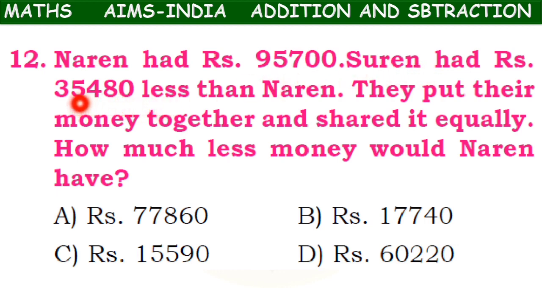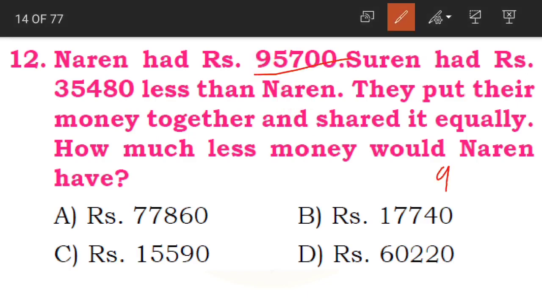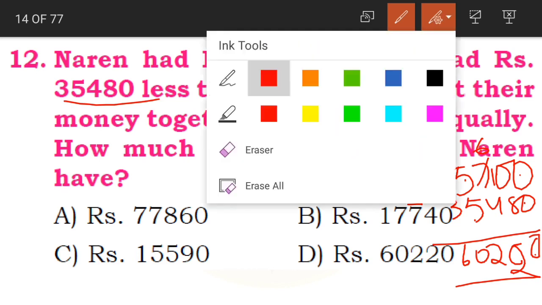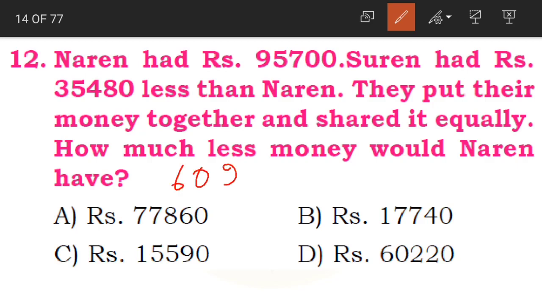They are saying Suren has 35,480 less than Naren. Now, Naren's amount is 95,700. From that, we need to subtract 35,480. Now, what will it give us? 0 minus 0, 0. 0 minus 8 not possible, so we'll borrow. 10 minus 8, 2. 6 minus 4, 2. 5 minus 5, 0. 9 minus 3, 6. Now, what is this? 60,220. 60,220 is the amount with Suren.